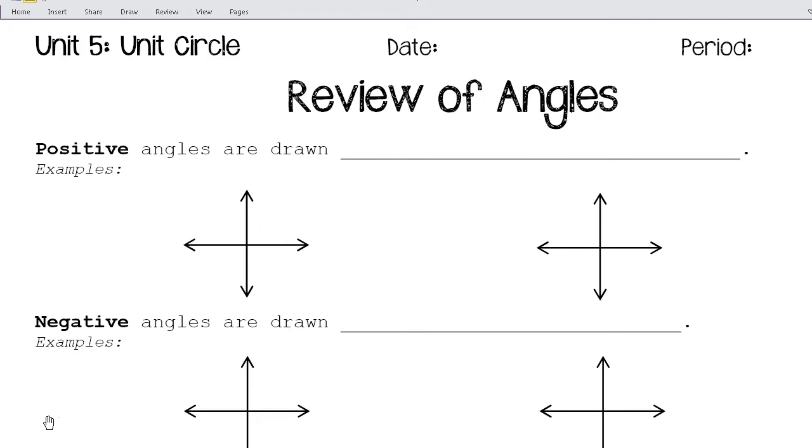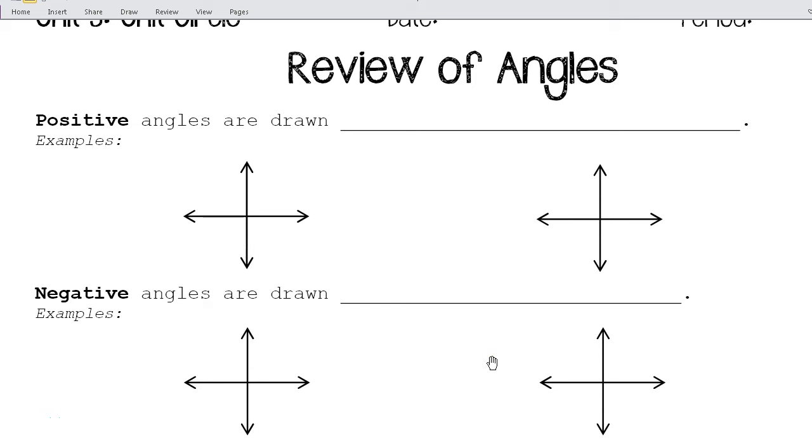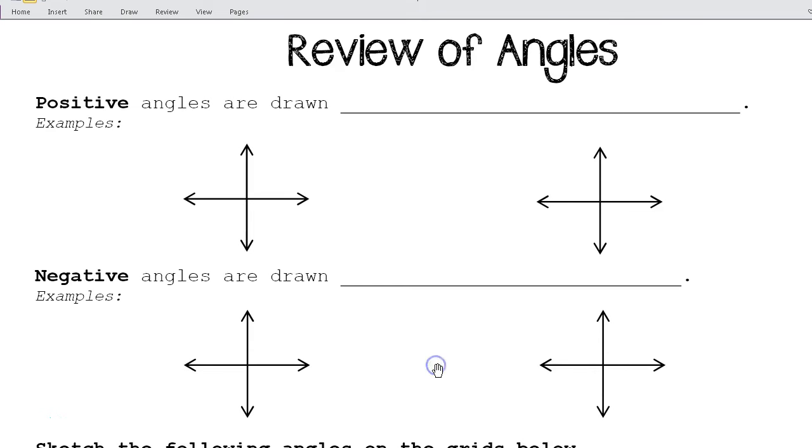We're talking about the unit circle, and we're going to start with a review of angles. When we're talking about a positive angle, you want to make sure that you draw them counterclockwise. So we're going to be rotating in this direction, opposite of the clock, obviously counterclockwise.